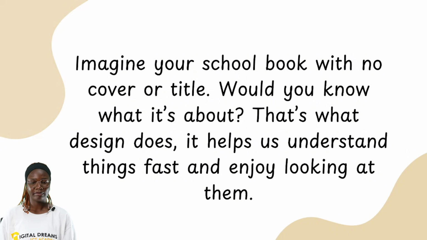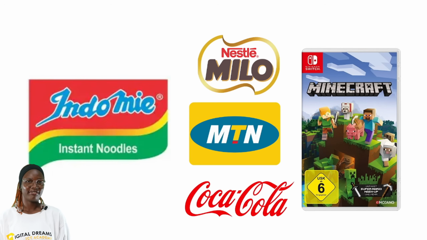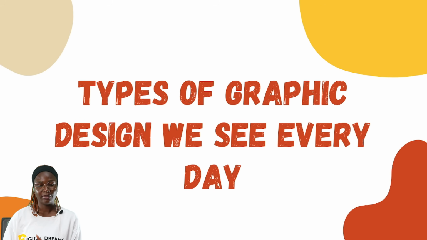Okay, so now that we understand what graphic design is all about, let's look around and see where we can find it. You will be surprised that design is all around us. So let's look at different places where we can see graphic designs. For example, these are different designs. We have Indomie, Milo, MTN, Coca-Cola, Minecraft, a flyer, and a movie poster here. All right, and then we have different types of graphic design and where we see them.